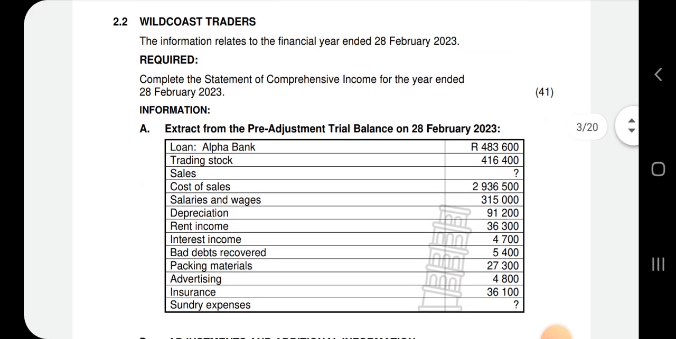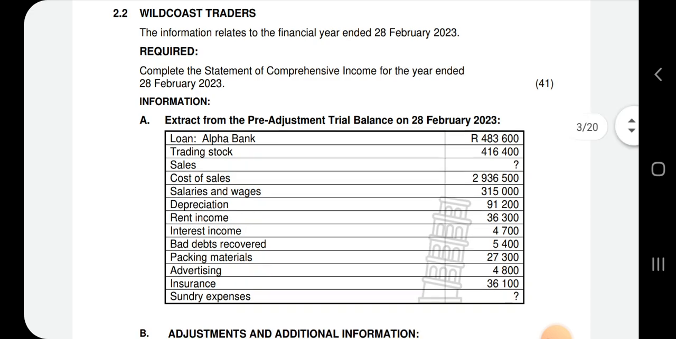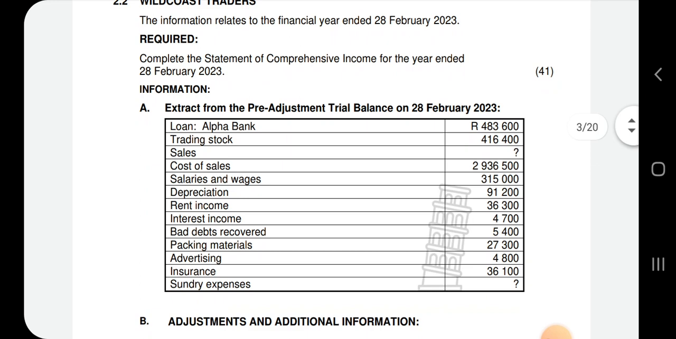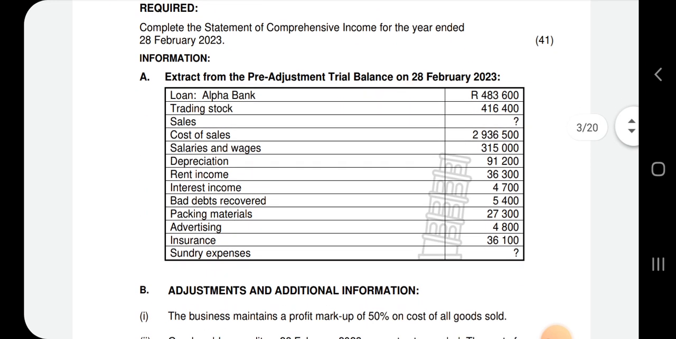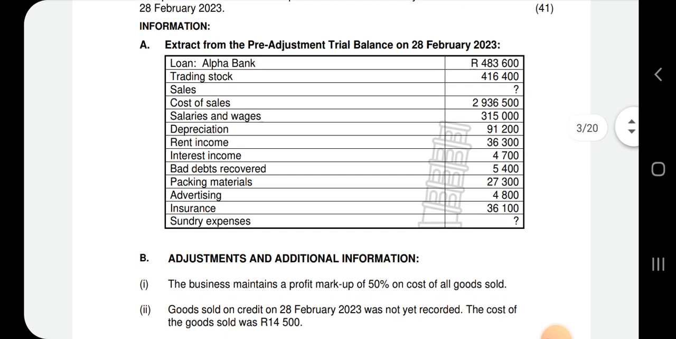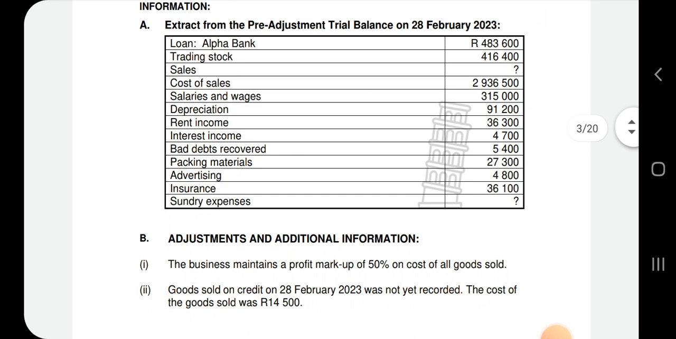We're done. So we're dealing with Wild Coast Traders. The information is related to the financial year ended 28 February 2023. Complete the statement of comprehensive income for the year ended 28 February 2023. So this is an extract from the pre-adjustment trial balance on 28 February 2023.